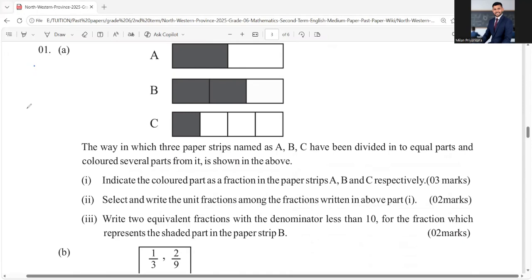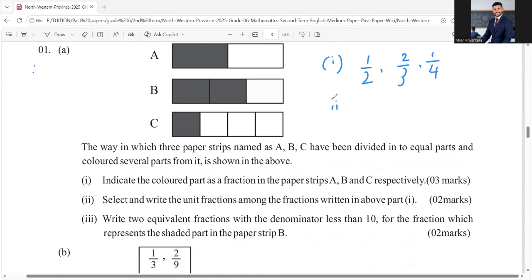Fine. Okay, in this one, the way in which 3 paper strips named A, B, C have been divided into equal parts and colored several parts is shown above. Indicate the colored part as a fraction in the paper strips A, B, C respectively. Now I am writing the answer for this first part. For A it is 1 over 2, B it is 2 over 3, C it is 1 over 4. It's very simple.